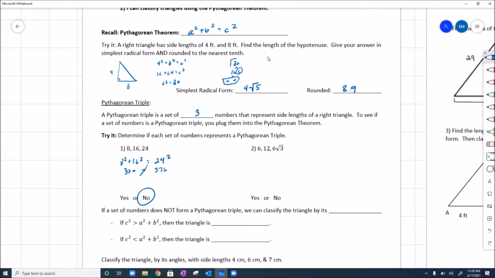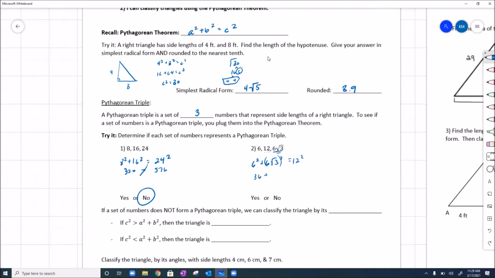Here we have 6, 12, and 6 radical 3. Make sure that you remember the hypotenuse has to be by itself. If you're in any kind of confusion of which is bigger, 12 or 6 radical 3, make sure that you figure that out, and you can just do that in your calculator. 6 radical 3 comes out to be about 10.3. So as we set this up, we want to have 6 squared plus 6 radical 3 squared equals 12 squared.